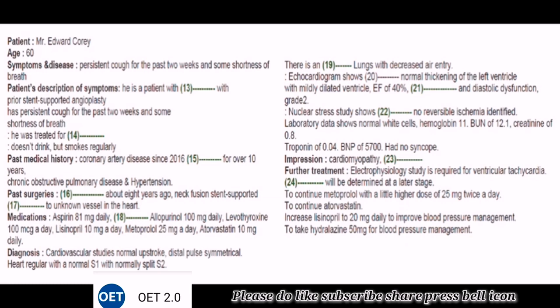Okay, you have cardiomyopathy, ischemic exacerbation of symptoms. Electrophysiology study is required for ventricular tachycardia. Defibrillator will be determined at a later stage. Continue with metoprolol with a little higher dose of 25 milligrams twice a day. Continue atorvastatin. Increase lisinopril to 20 milligrams daily to improve blood pressure management. Take hydralazine 50 milligrams for blood pressure management. Okay, thank you, doctor.